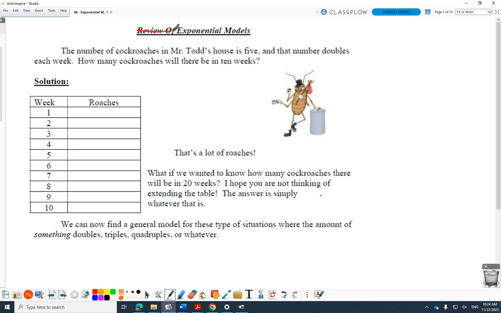Mice. We get mice in our house often. It makes Mrs. Todd very unhappy. So I'm the mouse hunter.